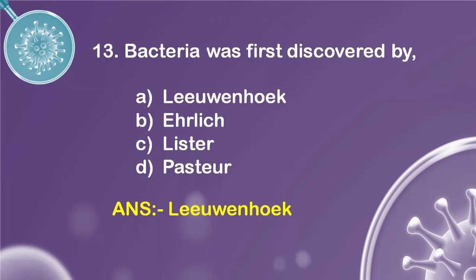So he named them as animalcules. Because some of the bacteria and some of the parasites are moving, that's what he named them as animalcules, which means small animals. So here the right answer is option A, Anthony van Leeuwenhoek.